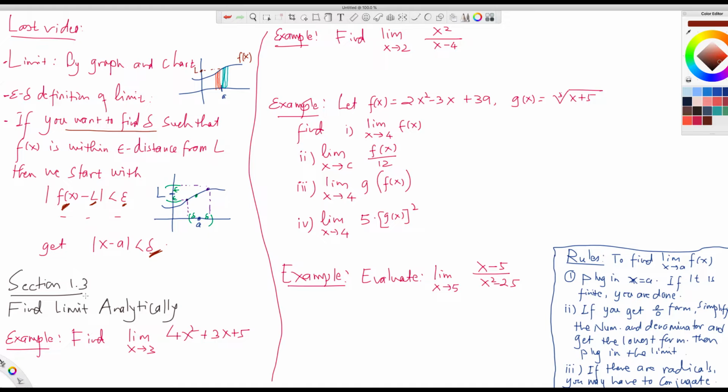In this video, that is section 1.3, we find the limit analytically. What does that mean? Meaning that the way of finding the limit using the chart or the graph is not easy. It takes a long time, right? It has a lot of work. But we don't use this method to find out the limit in general.